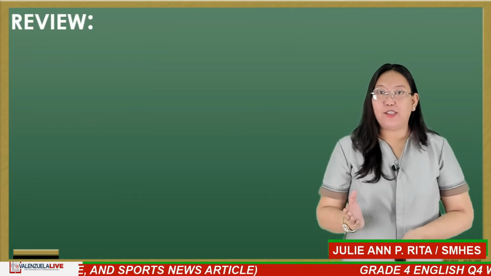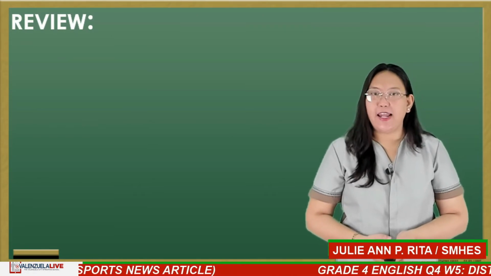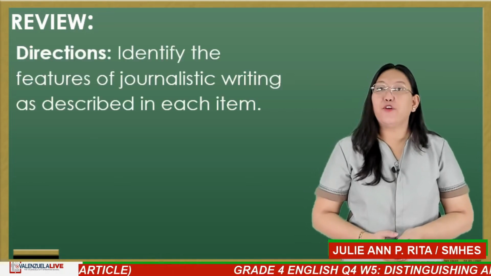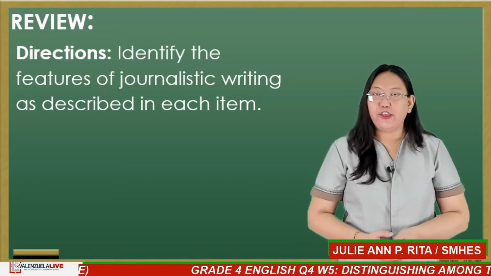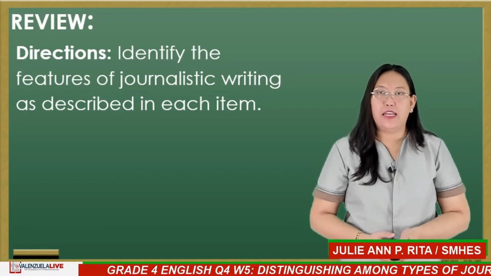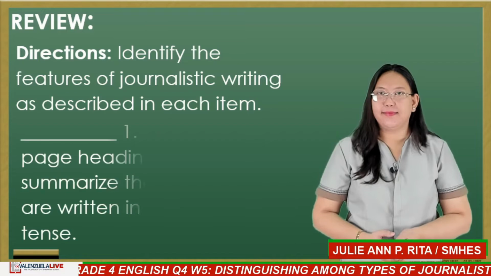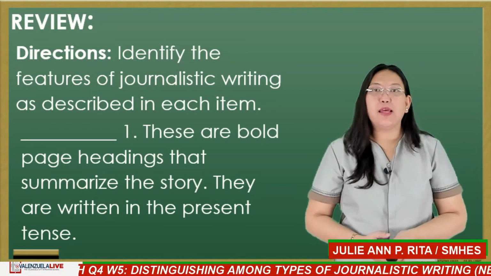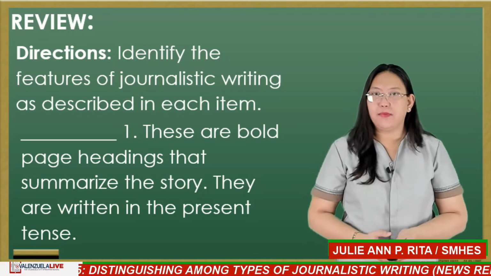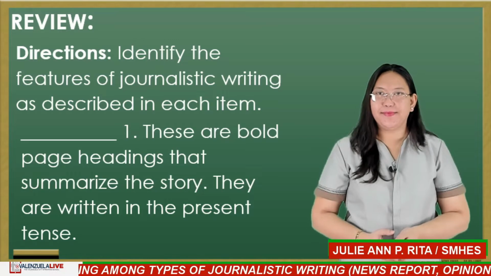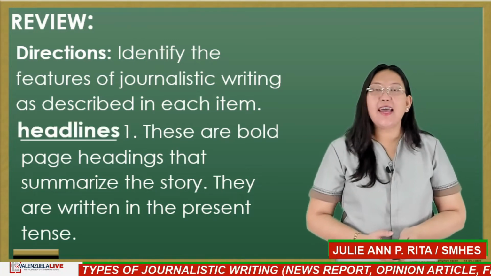In the last episode, you learned to identify features of journalistic writing. For our review, identify the features of journalistic writing as described in each item. Number 1, these are bold page headings that summarize the story. They are written in the present tense. Perfect, headlines.